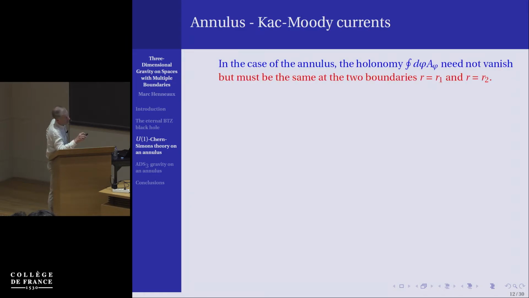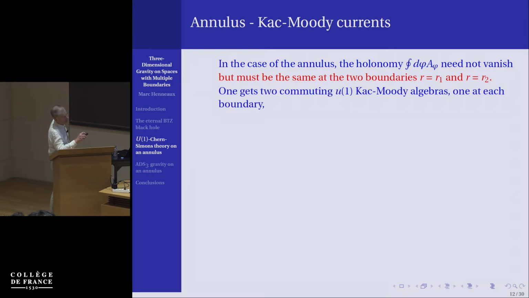Now, in that case, the holonomy doesn't need to vanish because the boundaries are not contractible, so you could get some non-vanishing value for the holonomy, but of course it has to be the same since the curvature is equal to 0 at the two boundaries. Now, if you crank the machine, compute the asymptotic symmetries, and only quotient by the ones that are proper gauge symmetry, so that have 0 charge, you in the end get something that first looks like two copies of what we found for a single boundary.